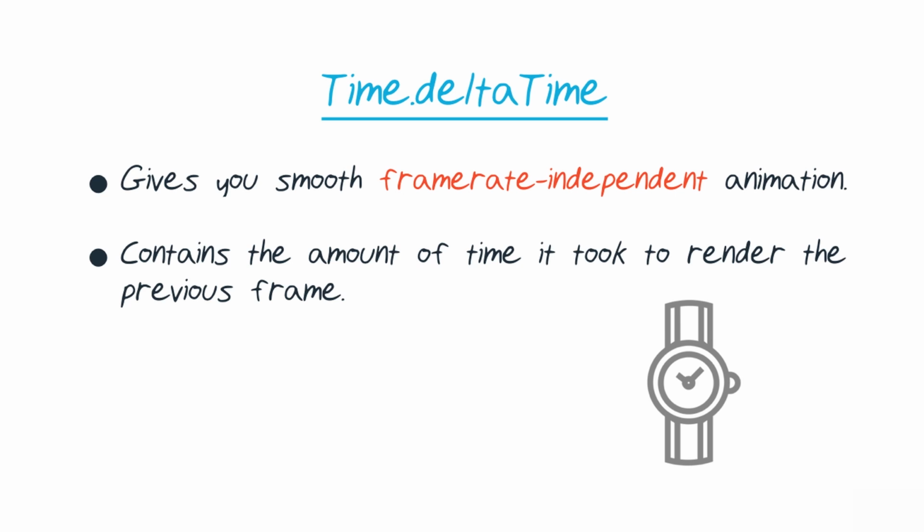This means that even if you run at 300 frames per second, your coconut will always fall at 2.5 meters per second. No faster, no slower. Okay, now you know how to program smooth animation over time.